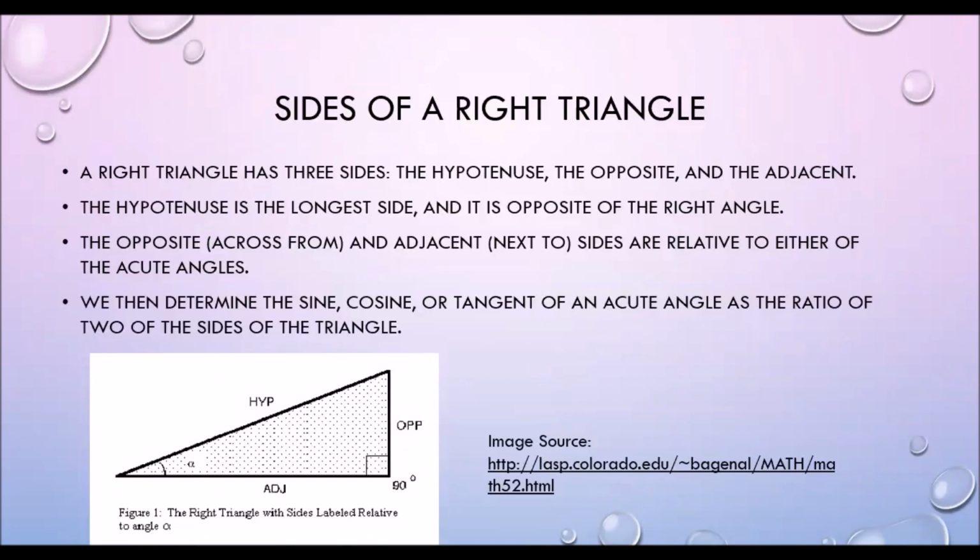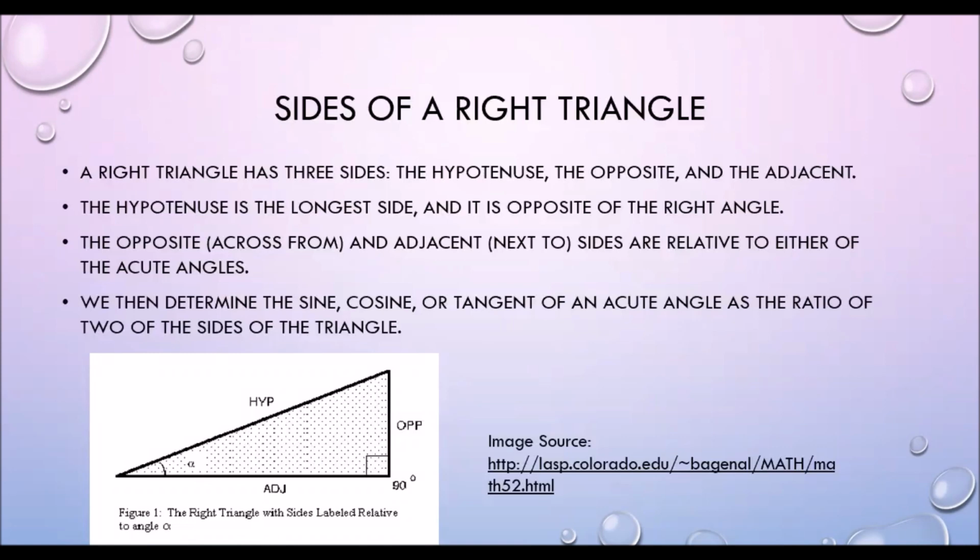In order to understand what trig functions are and how to find them, we first need to understand the parts of a right triangle. A right triangle is any triangle with one right angle and two acute angles. A right triangle has three sides: the hypotenuse, the opposite, and the adjacent.